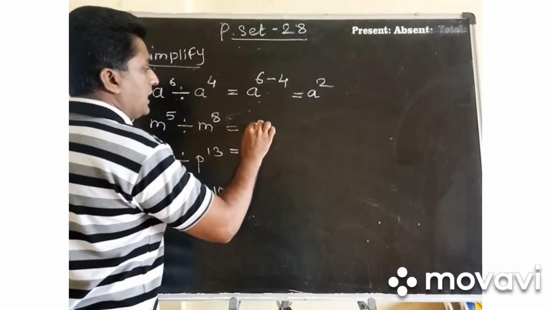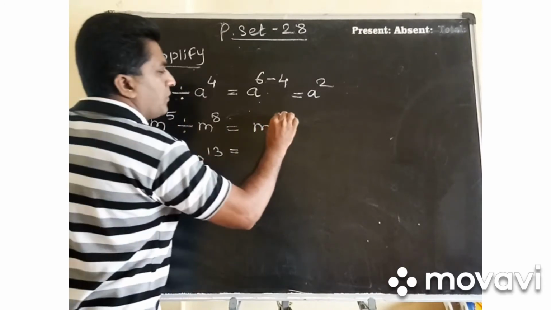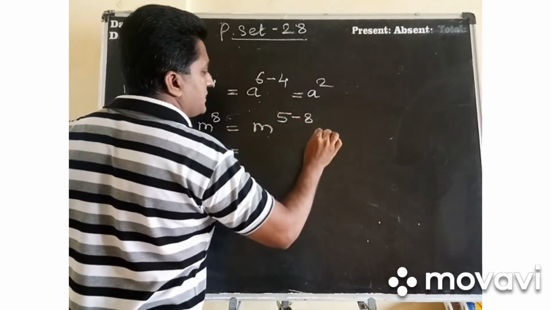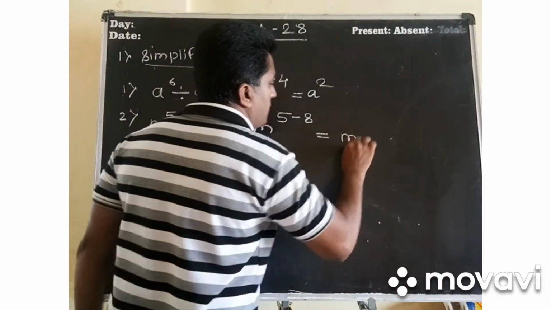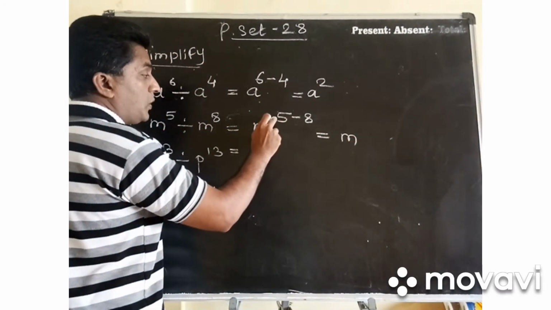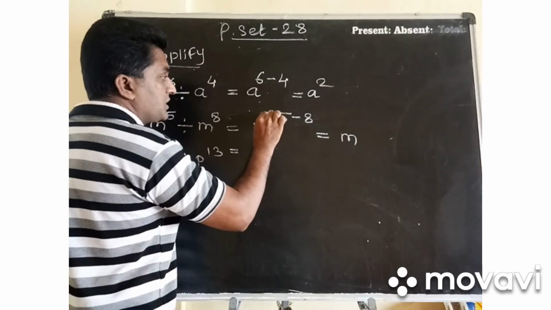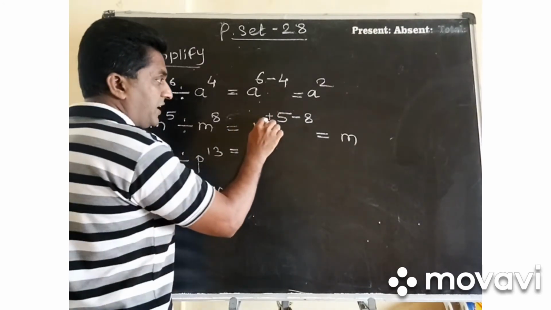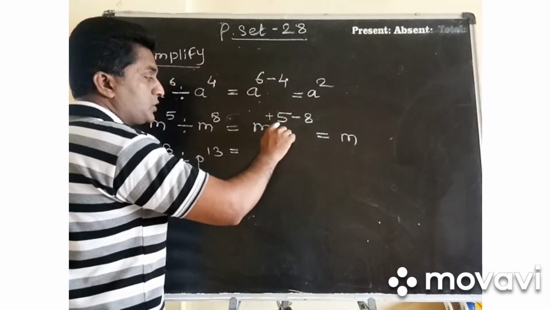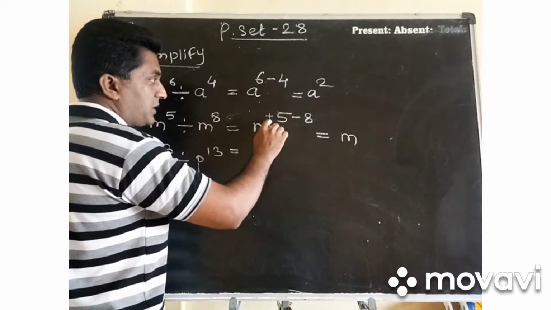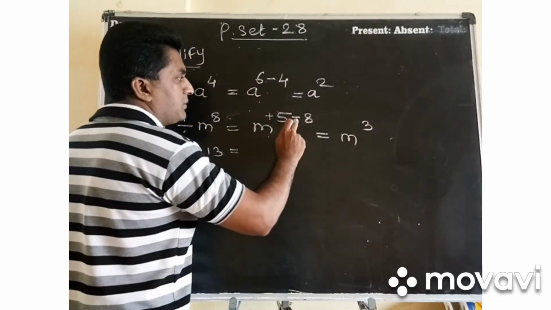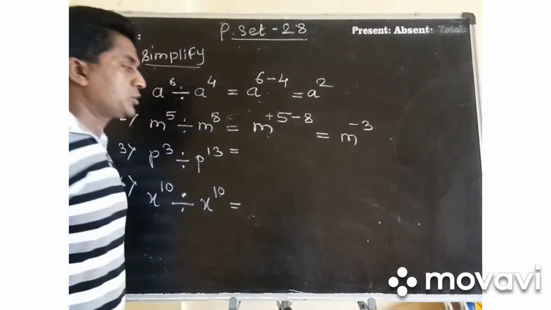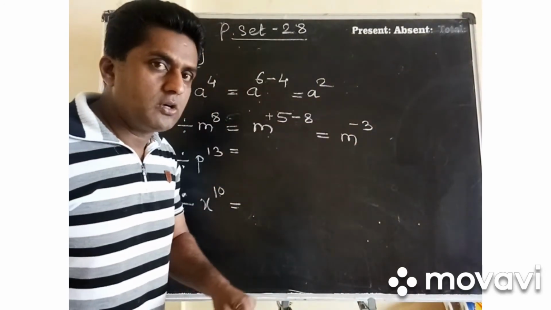Second one, common base is there. I will write m raised to 5 minus 8 is equal to. Now see everybody, m will be m only. Here minus 8, but we know as per the law, where nothing is there, plus is there. Minus 5 plus 8, opposite signs are there, subtract them. Here it will be 3, and to the answer give the bigger number's sign, that is minus. So m raised to minus 3 is your answer.